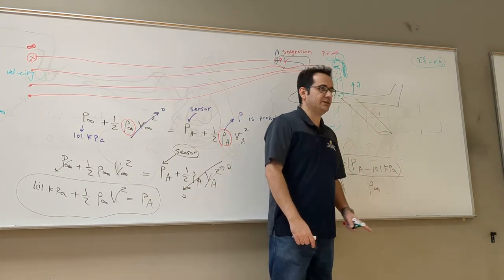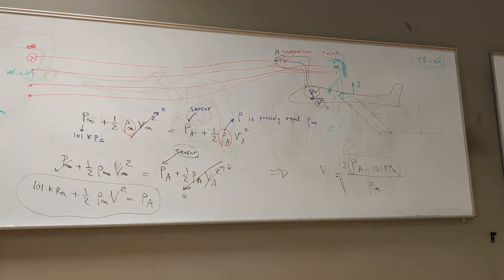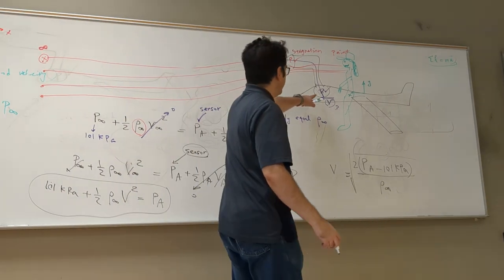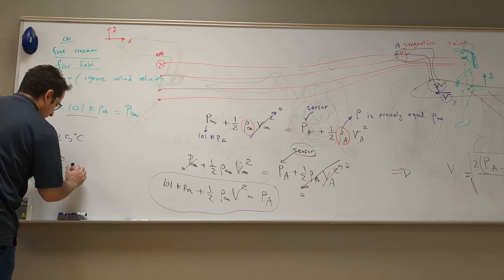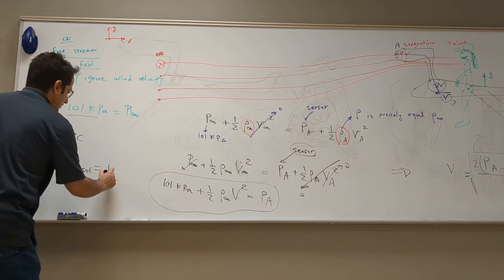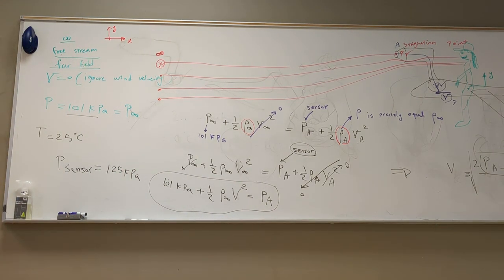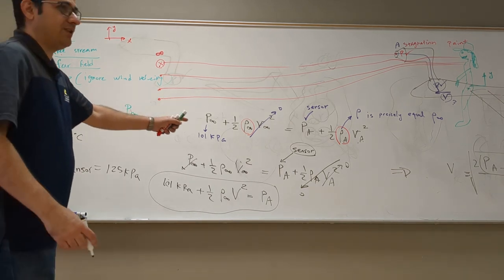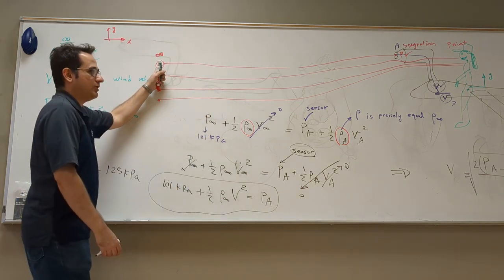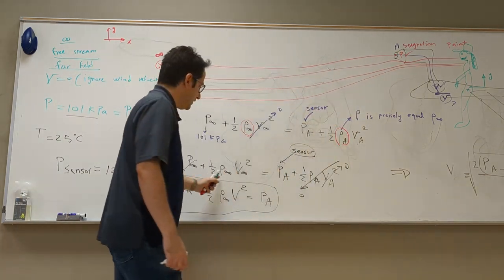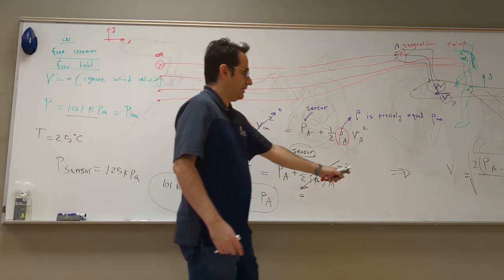Just like the pressure at infinity, I'm going to give you the same problem in the test and say, at infinity, the pressure is 101 kPa and the temperature is also 25 degrees Celsius. Now find the speed of the aircraft if my sensor, P sensor, measures, let's say, 125 kPa. So what you do, first of all, you never memorize. You have to create this streamline and check mark this point A, infinity, write the Bernoulli equation, and then solve for that.